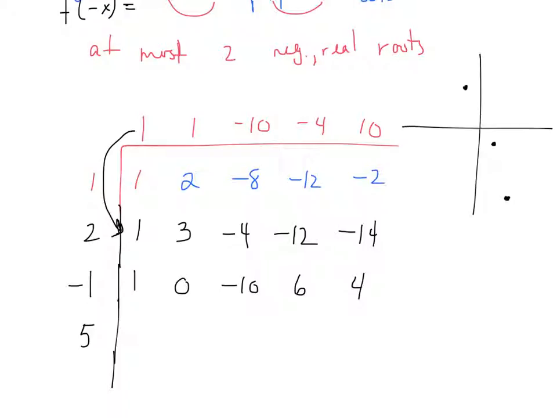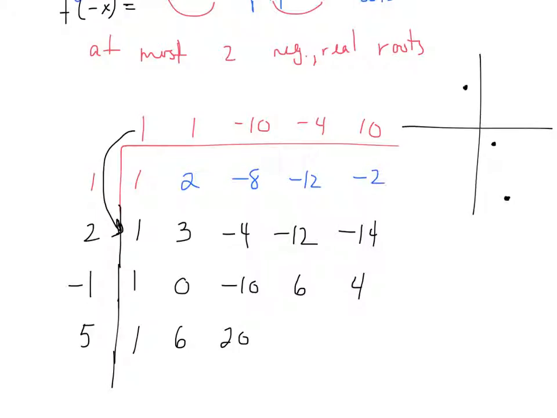Okay? Nina, what did you say to test? 5. Okay. So let's bring down the 1. 5 times 1 is 5, and 1 is 6. 30 and -10 is 20. 100 and -4.